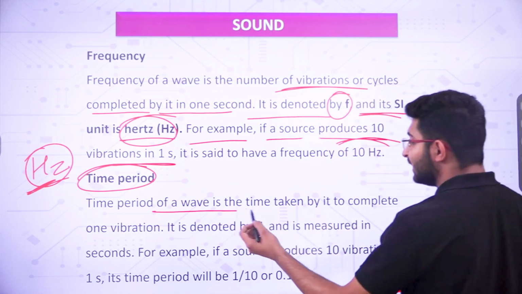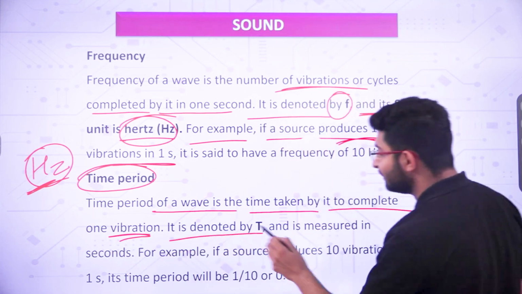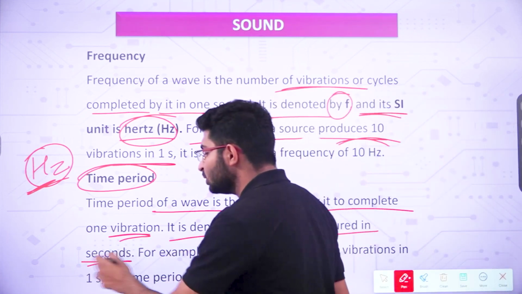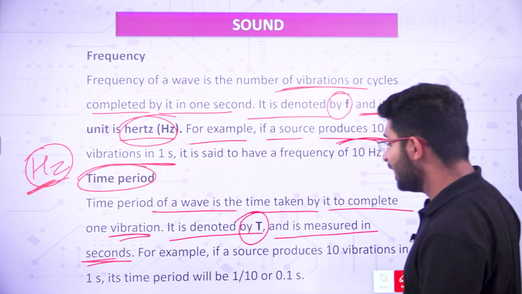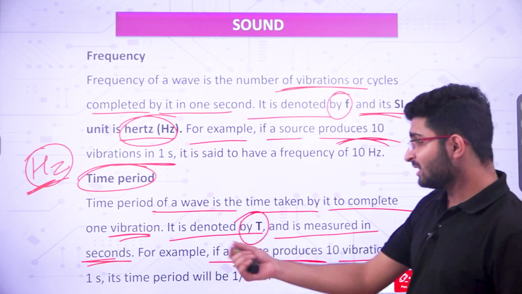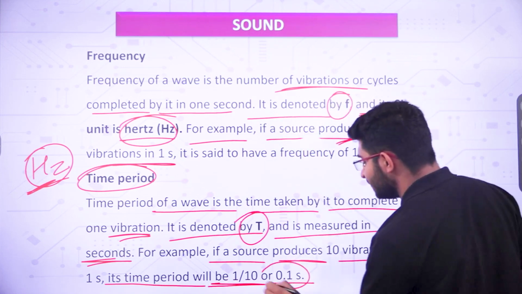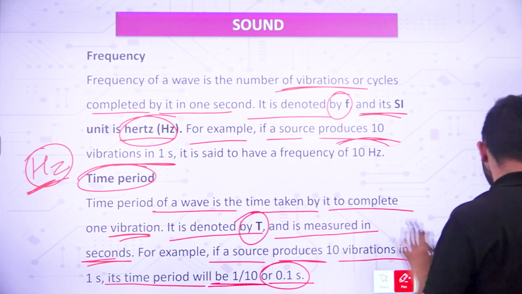The time period of a wave is the time taken by it to complete one vibration. It is denoted by capital T and is measured in seconds. Obviously, we measure time in seconds. We know that very well. For example, if a source produces 10 vibrations in 1 second, its time period will be 1 upon 10, or 0.1 second. I hope you understood what frequency and time period are.